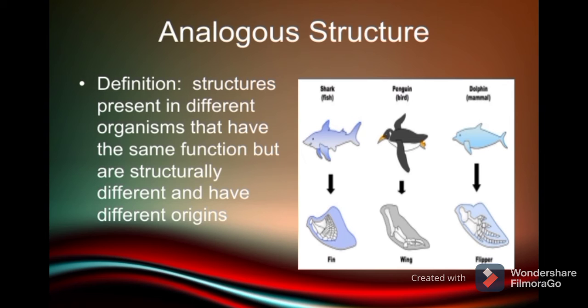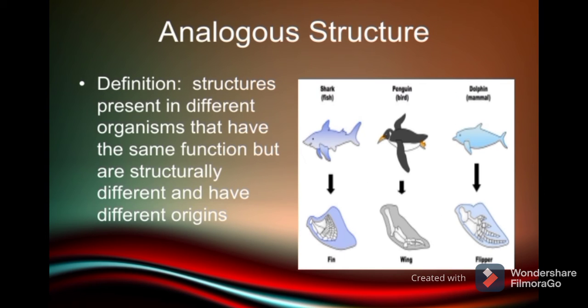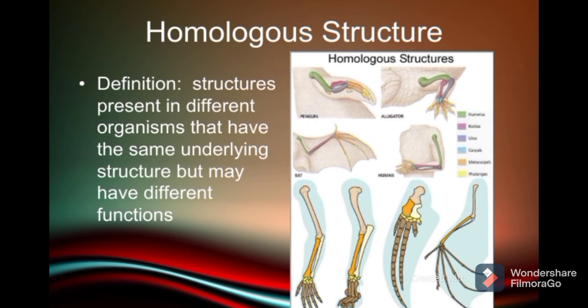Then under evolution, we have analogous structure and homologous structure. Analogous structures are structures present in different organisms that have the same function but are structurally different and have different origins. So here, the fin, the wing, and the flipper of these species have the same function but differ in origins and structure.